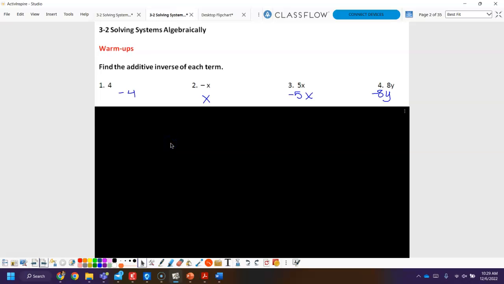So the opposite of 4, negative 4. Opposite of 2y, negative 2y. If the value you get is a negative to start, then the opposite of negative x is positive x.